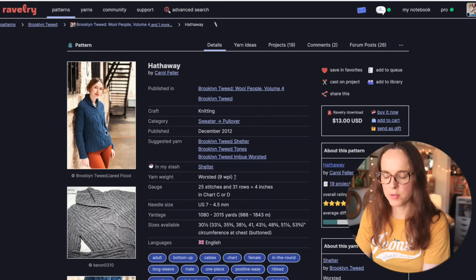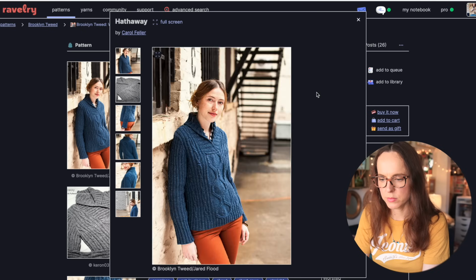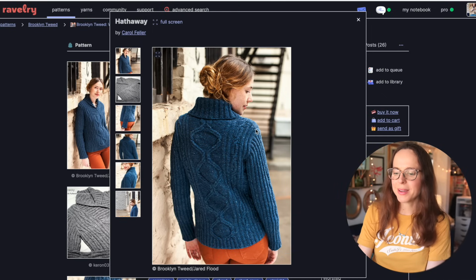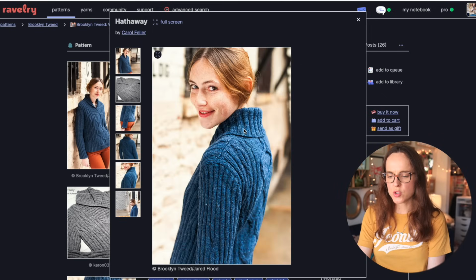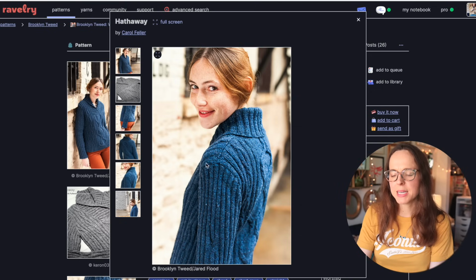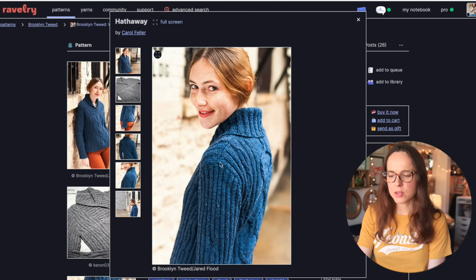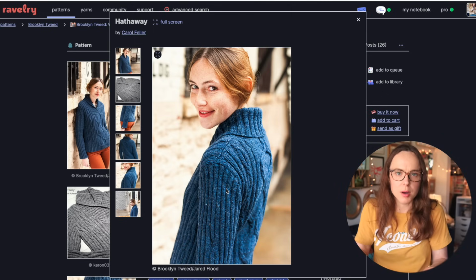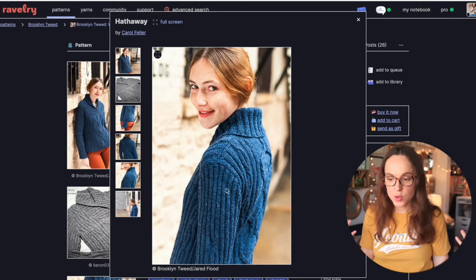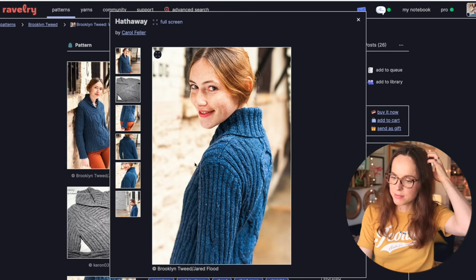Hathaway by Carol Feller for Brooklyn Tweed. Beautiful. Yes. Okay, so this one again drops over her shoulder slightly, but it's ever so slight. You still get this good set-in sleeve construction happening here. And honestly, it's the model too. So if her shoulders just have maybe a deeper shoulder slope, then perhaps it's hanging off.